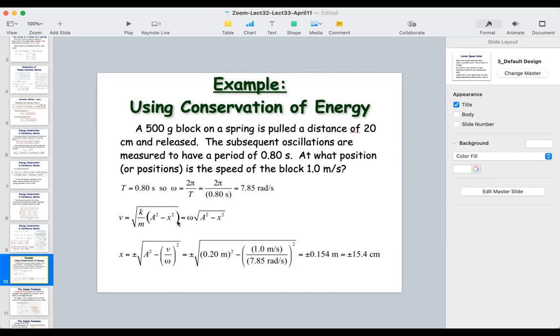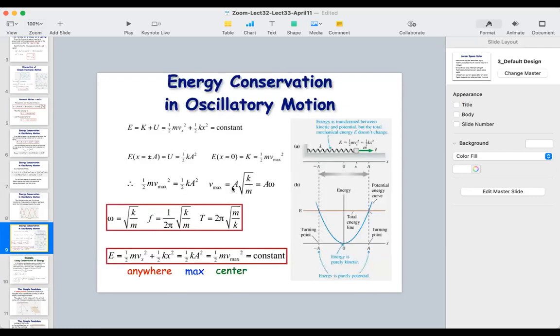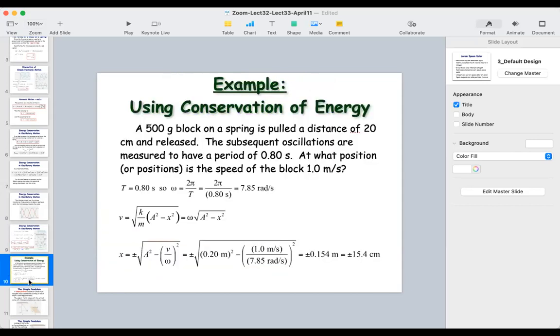But when you are not at the maximum, this is the expression of the velocity, which is also equal to omega A. Remember v max was omega A. In the case of the maximum, you have only A, but if it's not maximum, then you have the square root of A squared minus x squared. So here you have that the position x is equal to plus and minus the square root of this equation.